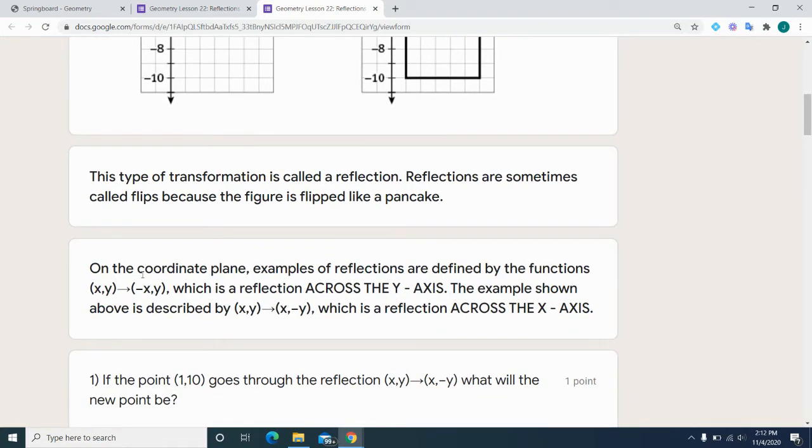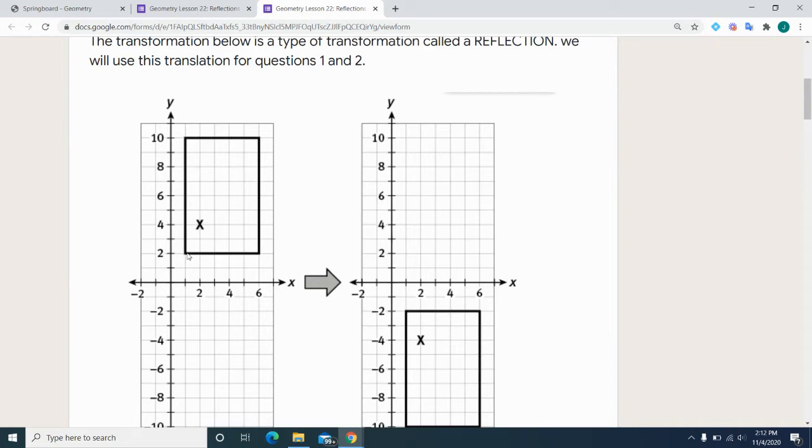So the way you describe a reflection when you do a function is you start off with x, y, and you say either the x becomes negative or the y becomes negative. Now I want you to think about this. Imagine you're right here, say you're at 1, 2. If x becomes negative, then you'll be at negative 1, 2. X becoming negative moves it over here. Remember, this right here is your y-axis. So when x becomes negative, it reflects across the y-axis.